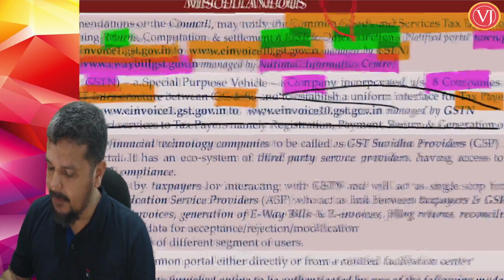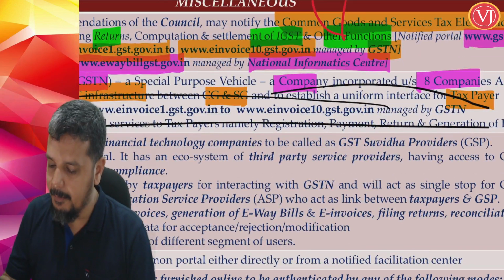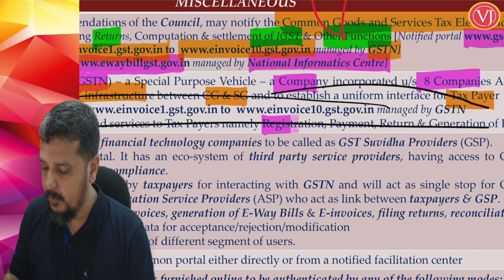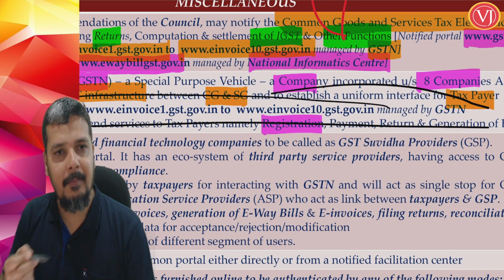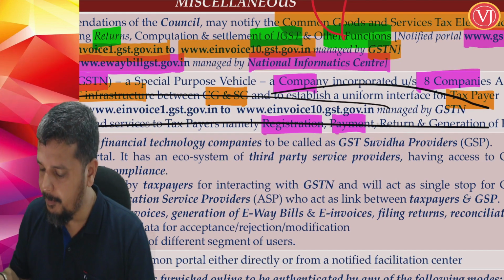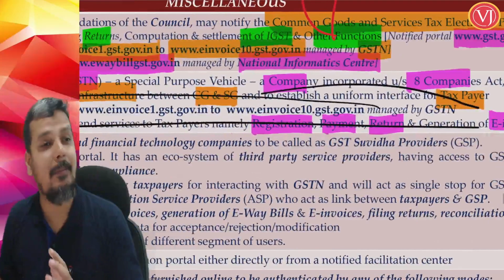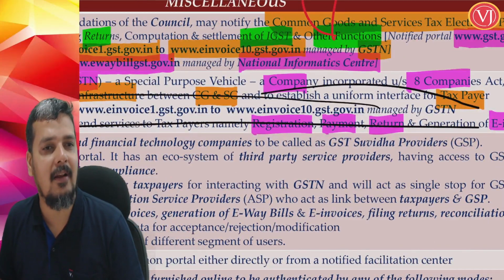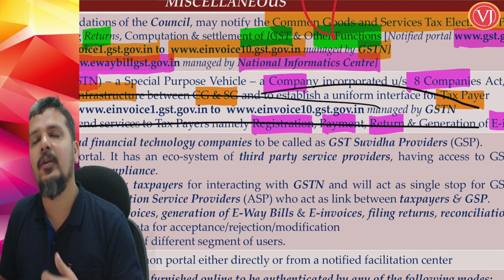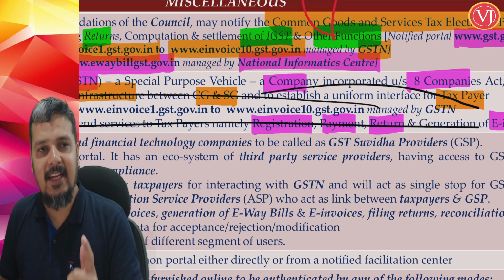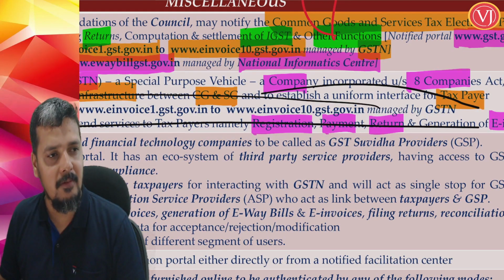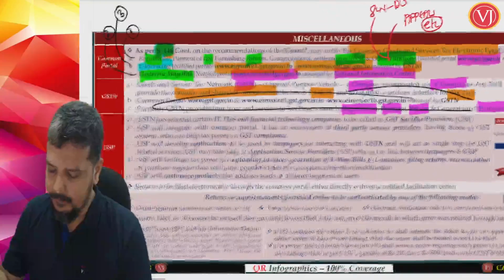What is the primary work of the main portal? The primary work is to make sure that the assessee gets registration, payment, return filing and e-invoicing. This is the primary work. It doesn't mean that other work will not be done. Rather, in your main portal, you do everything there. Other than e-way bill and e-invoicing, everything is done on your main portal.